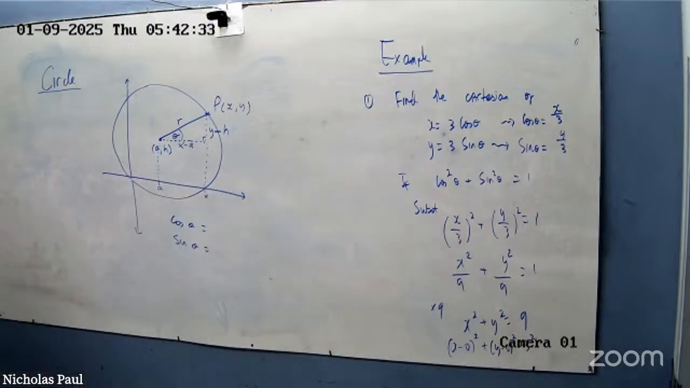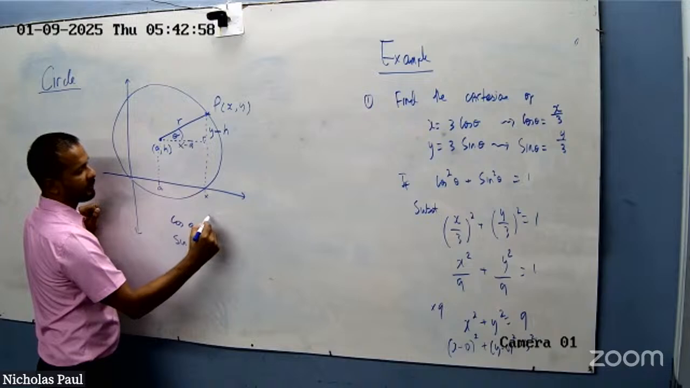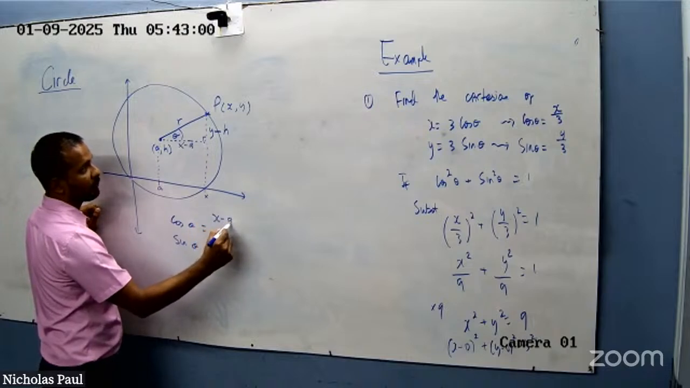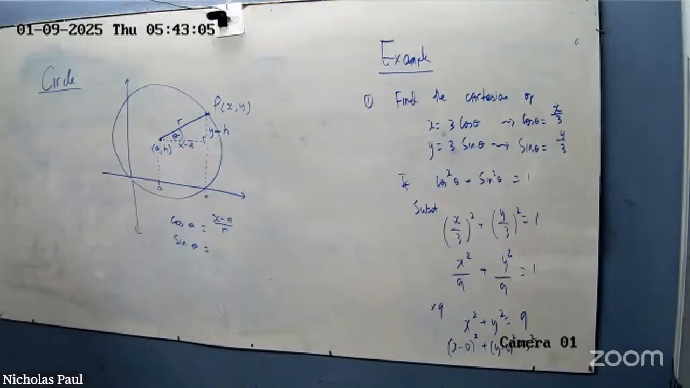Right, to find the parametric equation in both cases: cos theta is adjacent over radius. Make x the subject, and make y the subject.